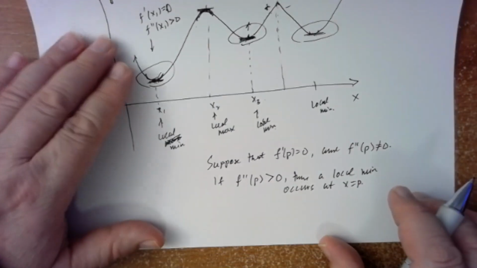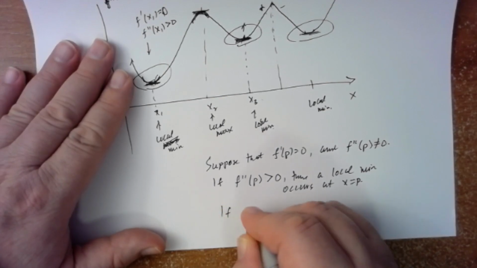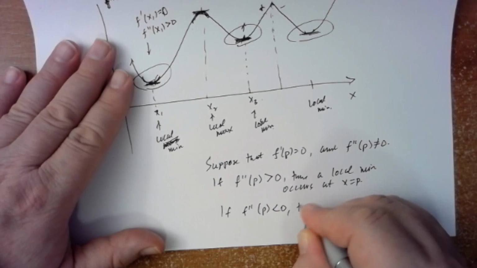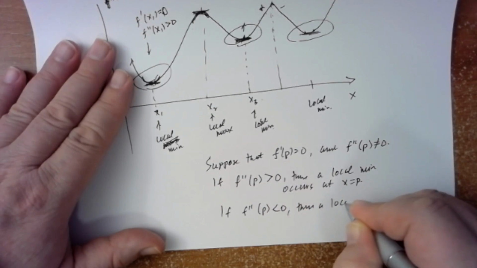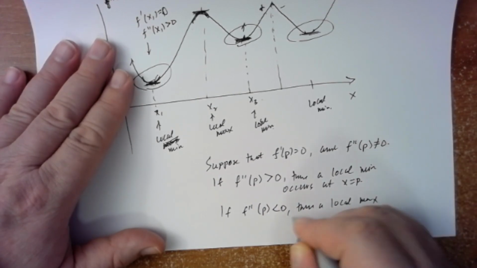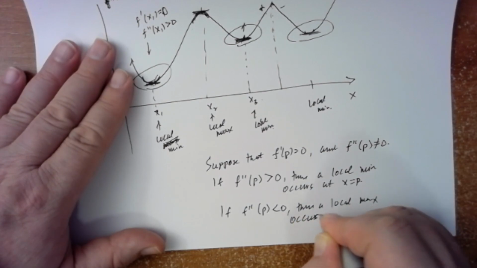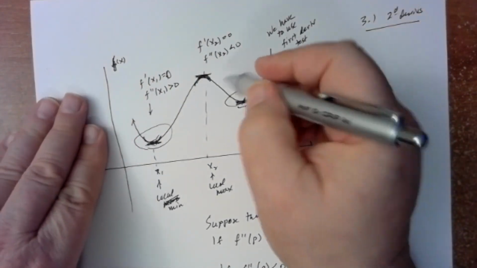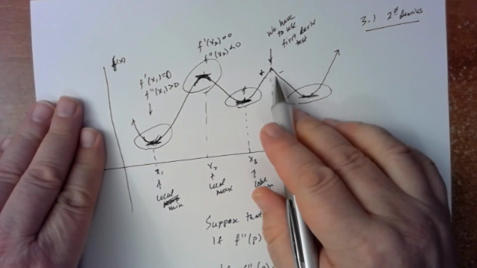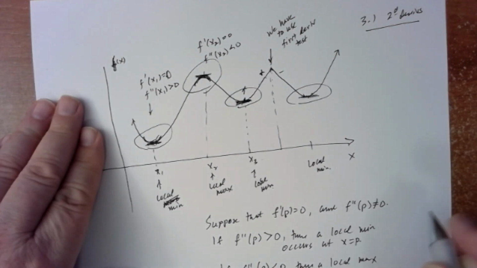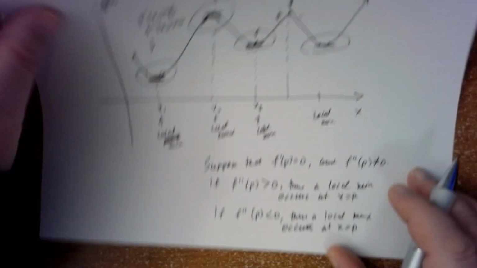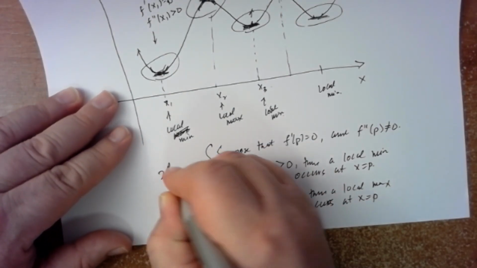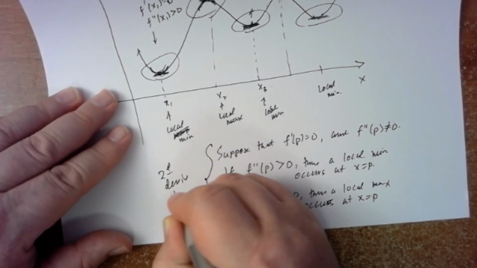Running off the bottom of the page here. If f double prime of p is negative, then a local max occurs at x equals p. And that's similar to what happened here. We didn't get one there, right? Good. And so this is the second derivative test.